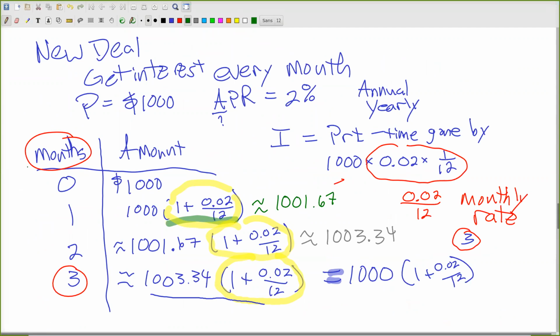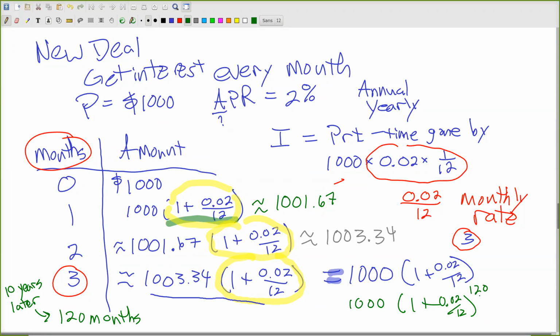This table right here is using months. How many months are there in 10 years? How many months have gone by if 10 years have gone by? 120. 120 months, yeah. So 10 years would be the same thing as 120 months. So that's the power we have to use in this case. It's just 10 times 12. So my formula is going to be for the 10th year, $1,000 times 1 plus 0.02 over 12 to the power 120.